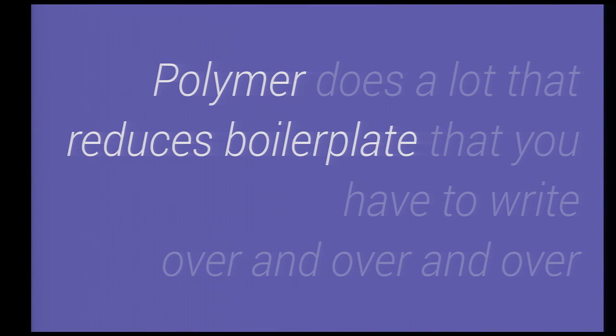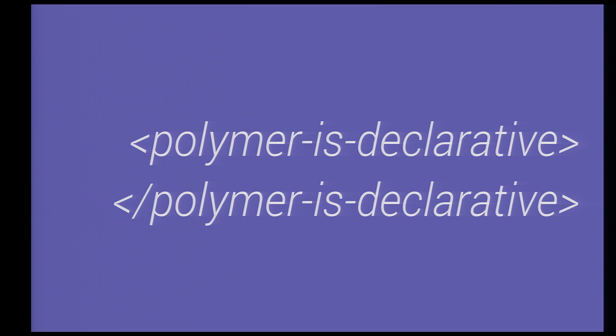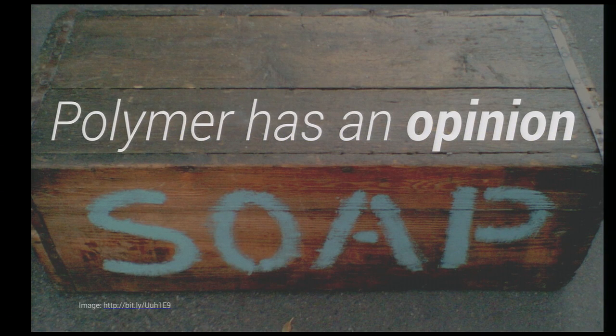Polymer also reduces boilerplate, keeping your code limited to just what's unique in your application. And it adds a declarative syntax to web components. This is in the spec, but no one's implemented it yet, including Chrome. This allows you to develop in markup, which makes it really simple. And most importantly, Polymer has an opinion. It's how we think elements and applications built with web components should be built.